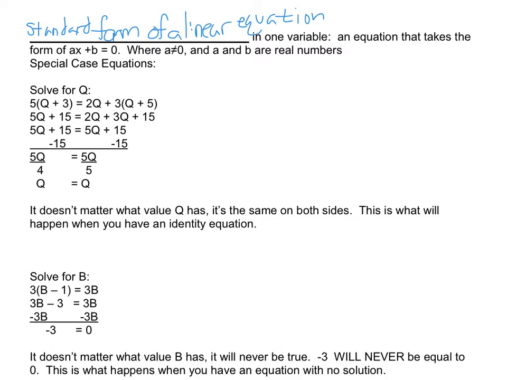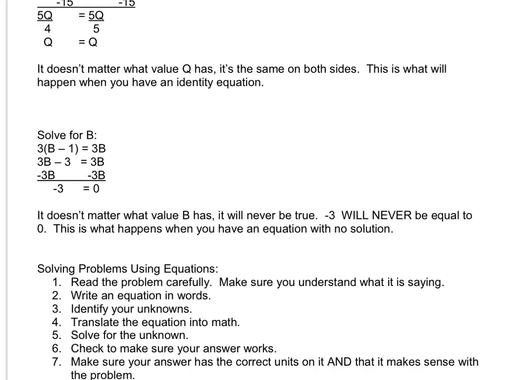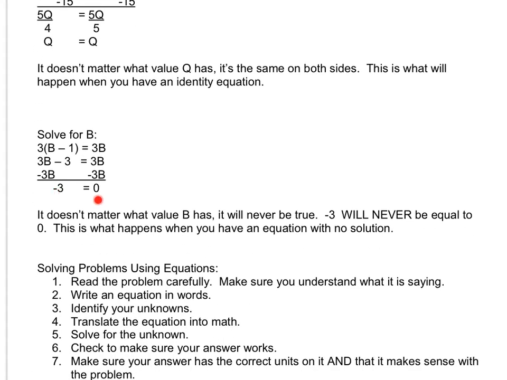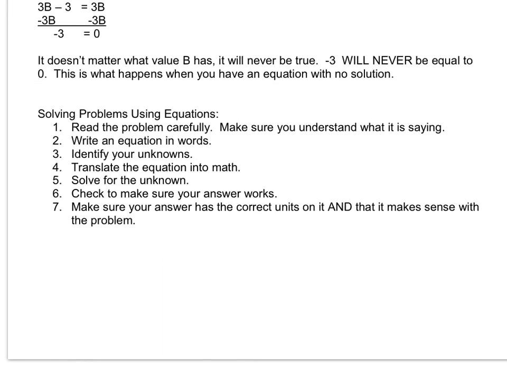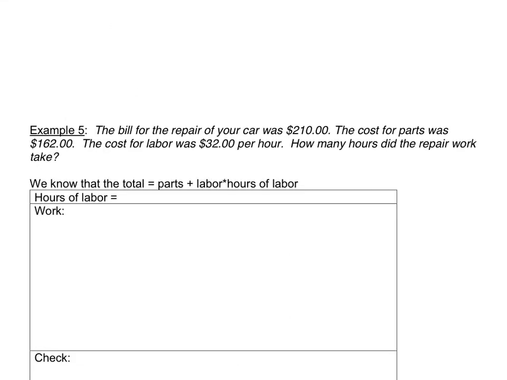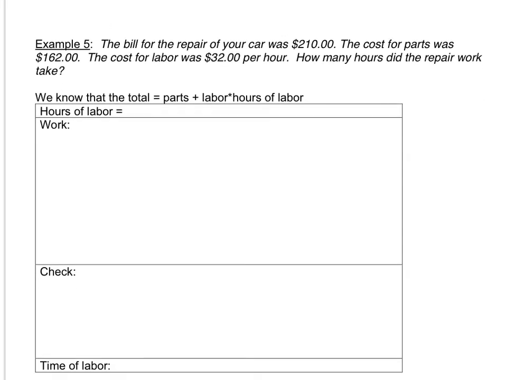Okay, special case. See how here you get q equals q? That means there's an infinite number of solutions. It's the same thing on both sides. Here, see how we end up with negative 3 equals 0? That means there's no solutions, because you just can't make it happen. So we'll go through these steps here. Alright, so now everyone's favorite, the word problems.